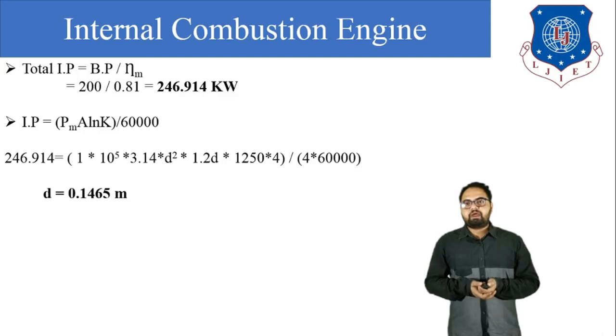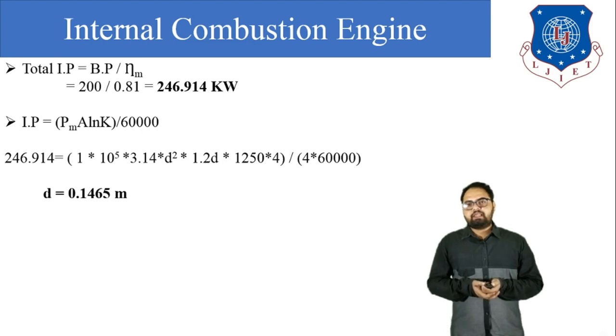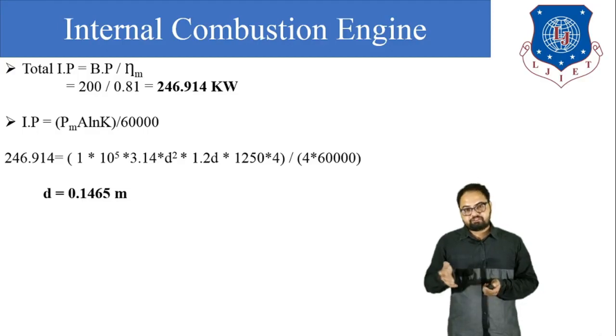Okay. Now we are putting the value of indicated power. IP is equal to PLAN divided by 60,000 multiplied by the number of cylinders, that is K, because this is a 4-cylinder engine. The formula PLAN divided by 60,000 is only for a single cylinder. If there are multiple cylinders, then we have to multiply by the number of cylinders. So IP is equal to PLAN divided by 60,000 multiplied by the number of cylinders, that is K.